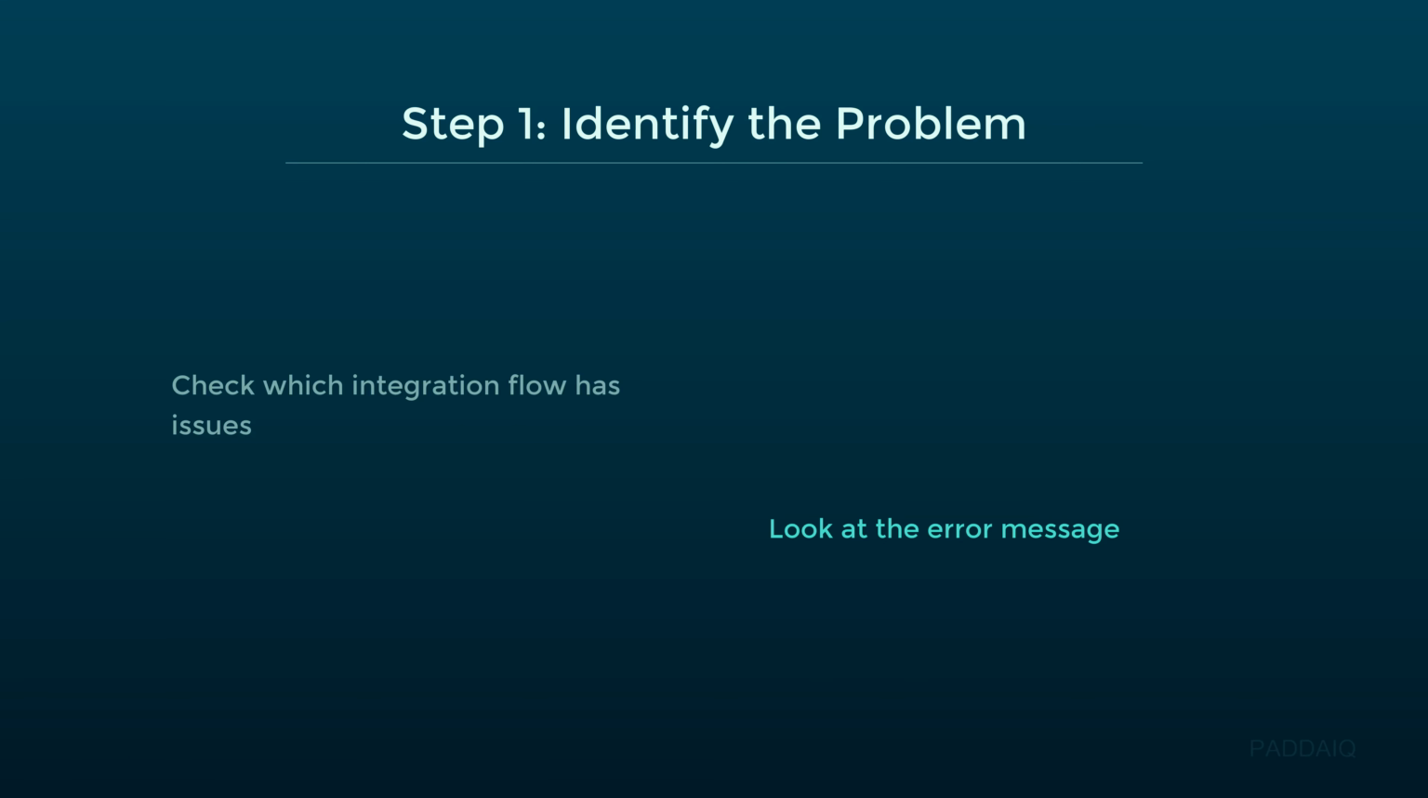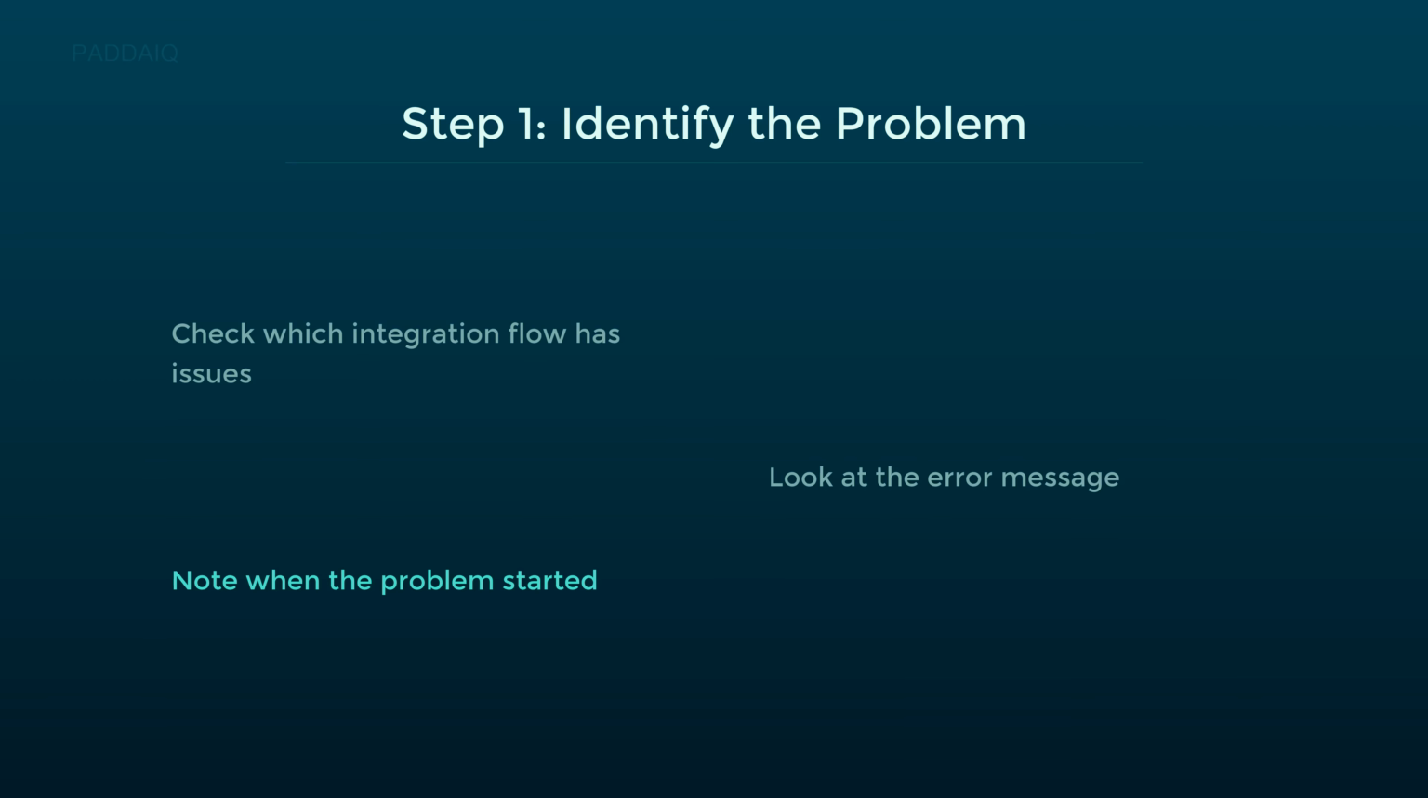Look at the error message. This means carefully reading the full system notification to understand what went wrong. For example, if a workflow fails, the error details which step encountered an issue and why. Always start your troubleshooting by thoroughly reviewing this message, as it provides direct clues to resolve the problem efficiently.